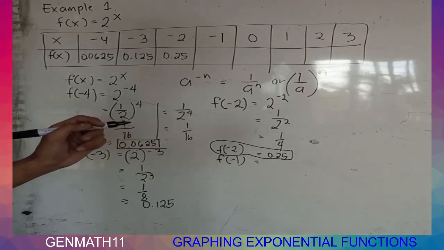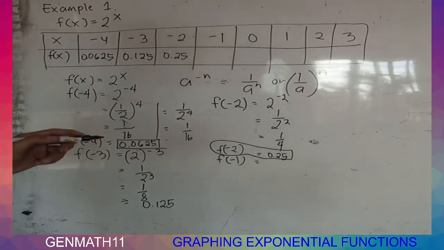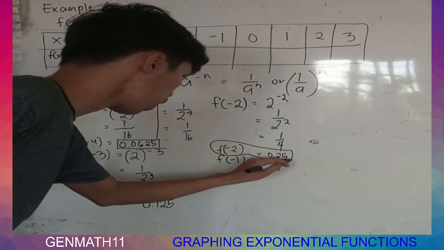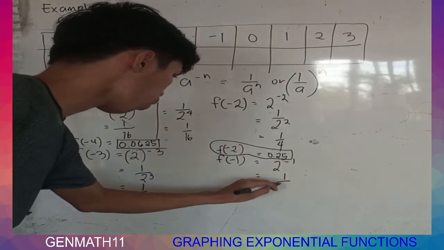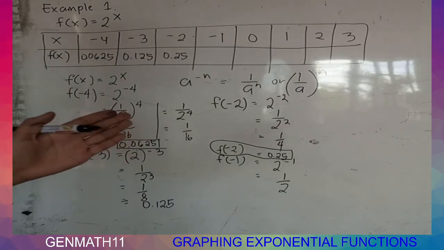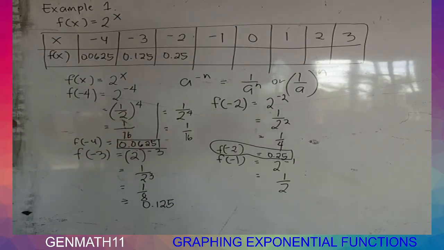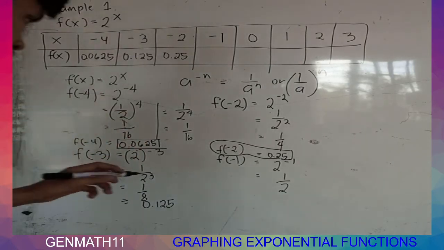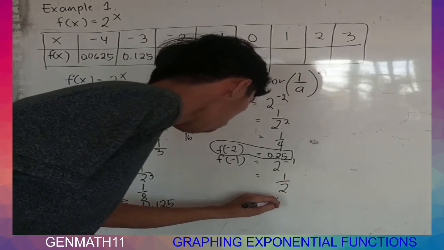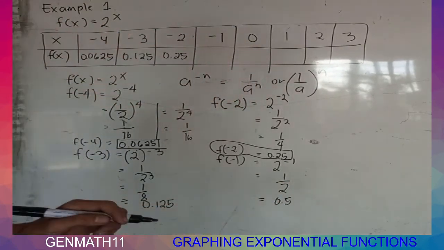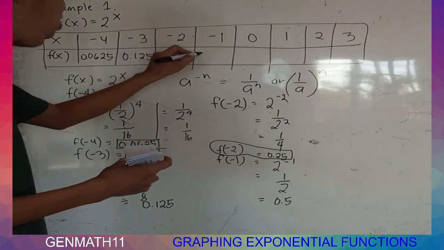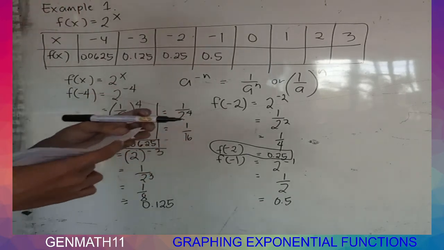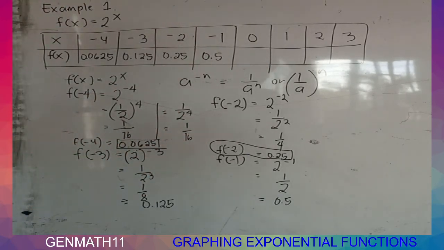So, negative 1. Ang value natin ay 2 raised to negative 1 power equals 1 over 2. So, ang ating exponent is 1, then magiging 1 half siya. Okay? So, equivalent niya ay 0.5. So, 0.5 na siya.